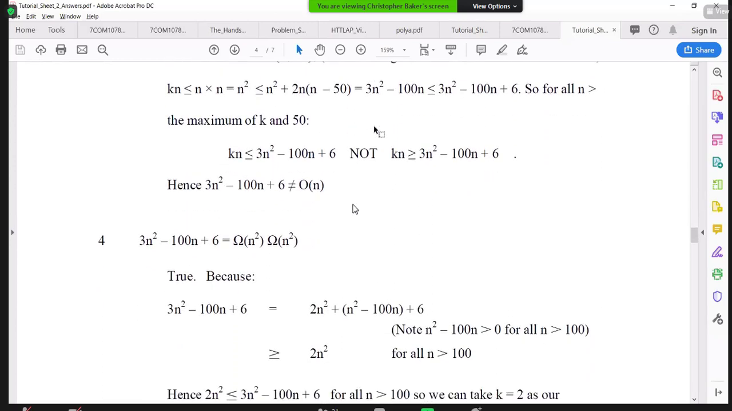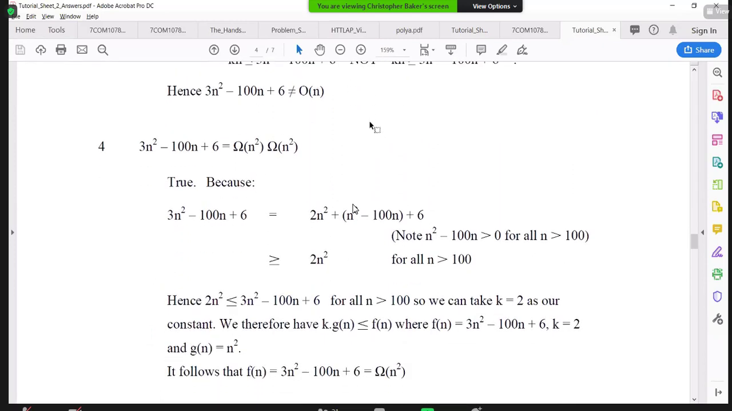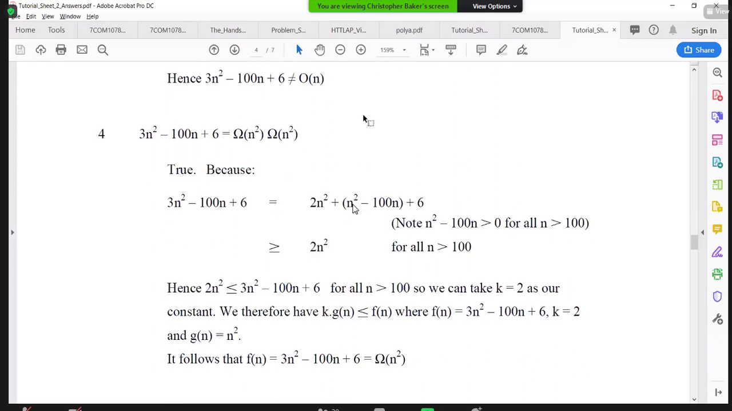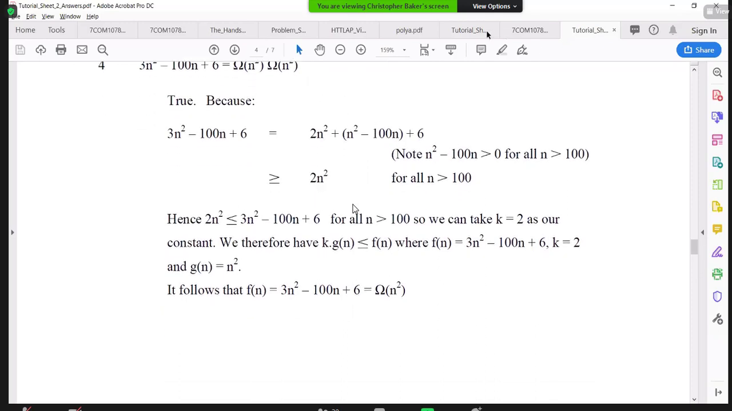Question 4 is also true because we can pick 2 as our k for n squared. Again, it's not necessarily unique, we can possibly have 1. And we find that 2n squared is less than or equal to 3n squared minus 100n plus 6 for n greater than 100. So again, this would be true.